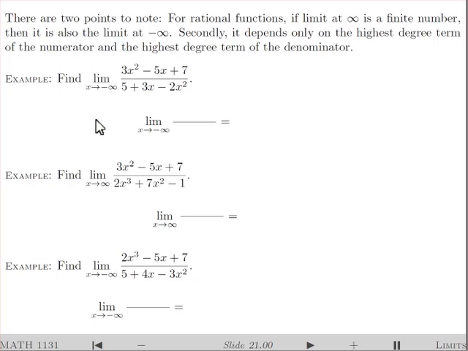factor in which each term can be written either as a constant or as a constant times the reciprocal of a positive power of x, which means it's just the ratio of the highest degree terms that determines the limit of a rational function at infinity or negative infinity.